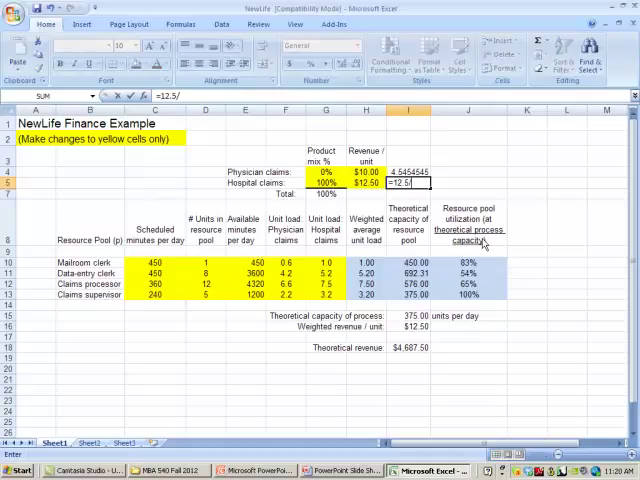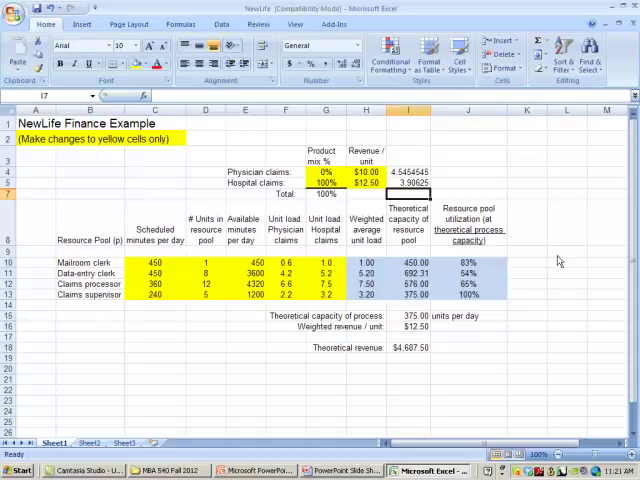Alternatively, the hospital claims will generate $12.5 divided by 3.2 minutes of claim supervisor time, only $3.9. And that's why in this particular case, if we have the chance, or if we have the choice, as it were, we would stick to the physician's claims.